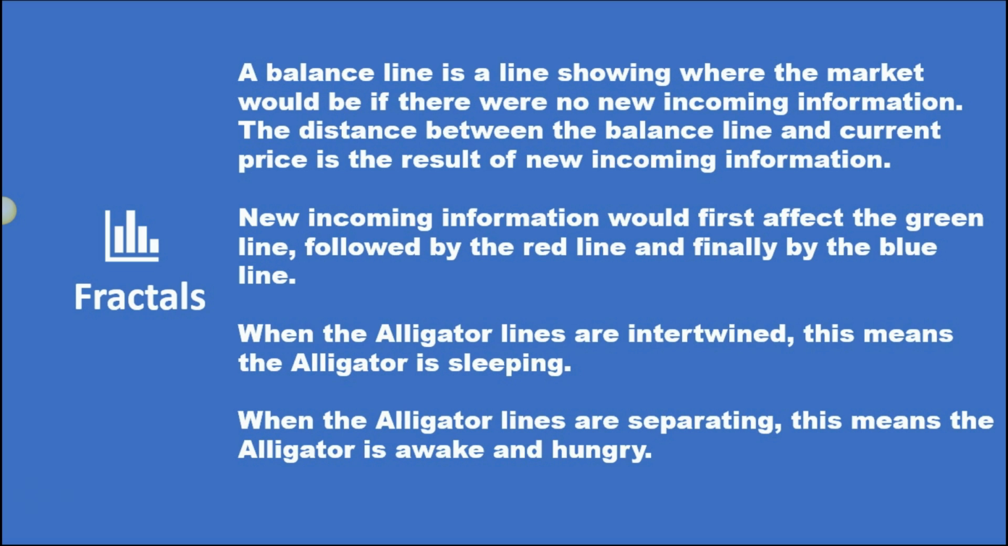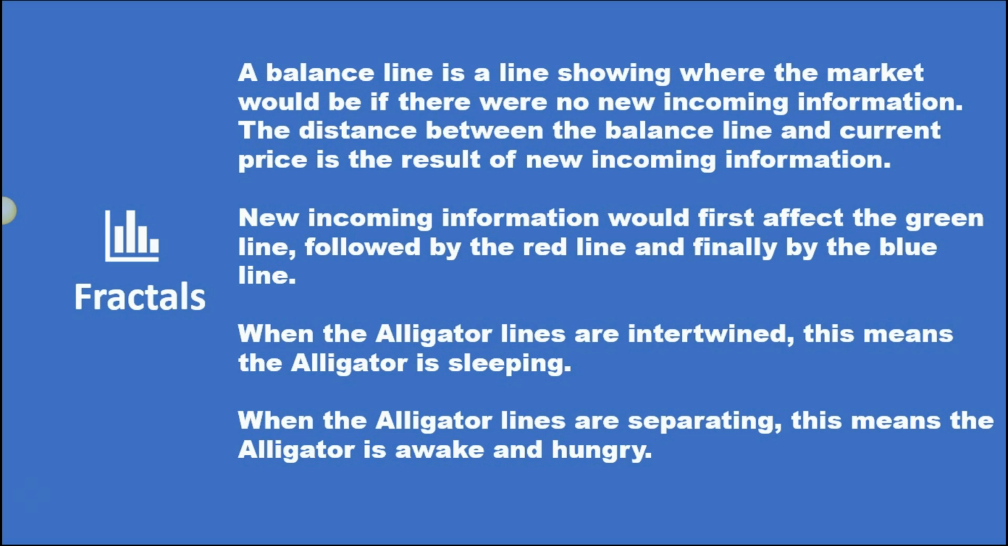Now, a balance line, what is a balance line? Well, a balance line is a line showing where the market would be if there were no new incoming information. The distance between the balance line and current price is a result of new incoming information. So new incoming information would first affect the green line, followed by the red line, and finally the blue line.